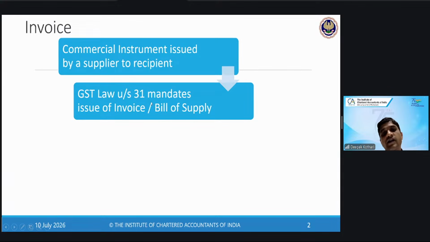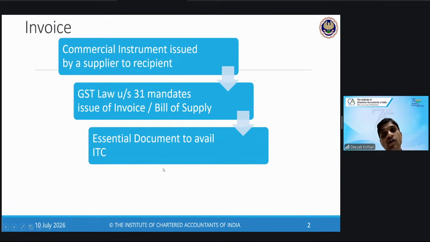And GST law under Section 31 mandates the issuance of an invoice. Section 31 says that whenever you make a supply, you have to issue an invoice or a bill of supply. Normally an invoice is when you charge something and collect taxes. In a case where you don't collect tax, that is, if you're making any exempt supply or you are a person under the composition scheme, he will not charge GST, correct? Because under the composition scheme, you will pay less taxes and you cannot collect it from your customers. So there also you will issue a bill of supply.